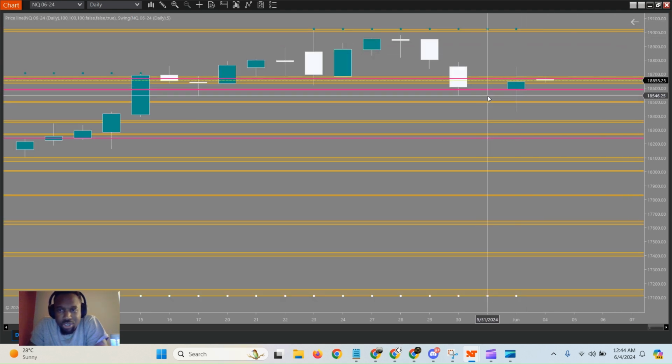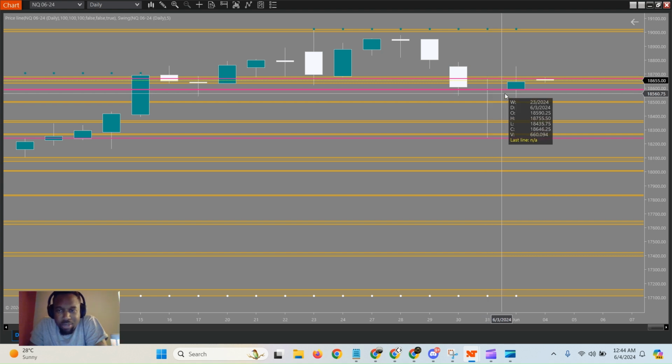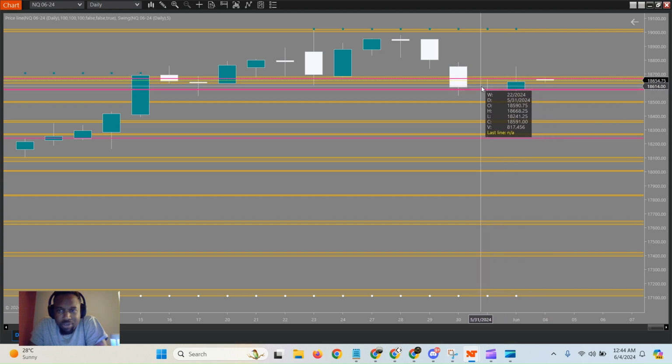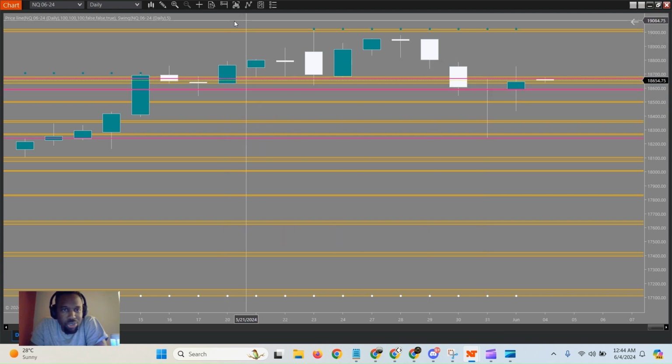On Ninja Trader, you can press the middle mouse button and it will pull up this menu, and it gives you those numbers automatically, and you can move it over, and it does it for every candle. Same thing with Trading View. You can just hover over the daily candle that you want the information on, and it will show at the top left of the screen.